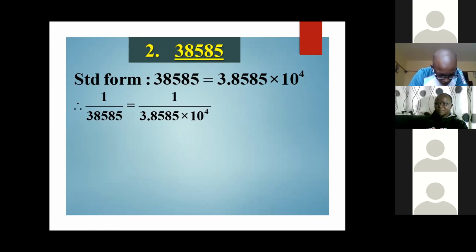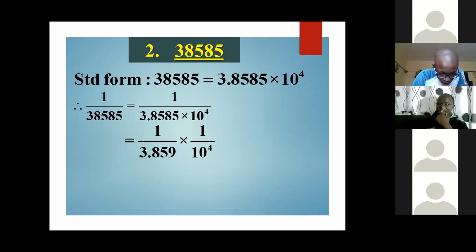So we move to the next part, whereby we are supposed to do a rounding off because the digits exceed 4 that we can read out from our mathematical table. So we will have this as 3.859. And then we've also done the splitting as 1 over 3.859 times 1 over 10 raised to power 4. The splitting that I already explained earlier on.